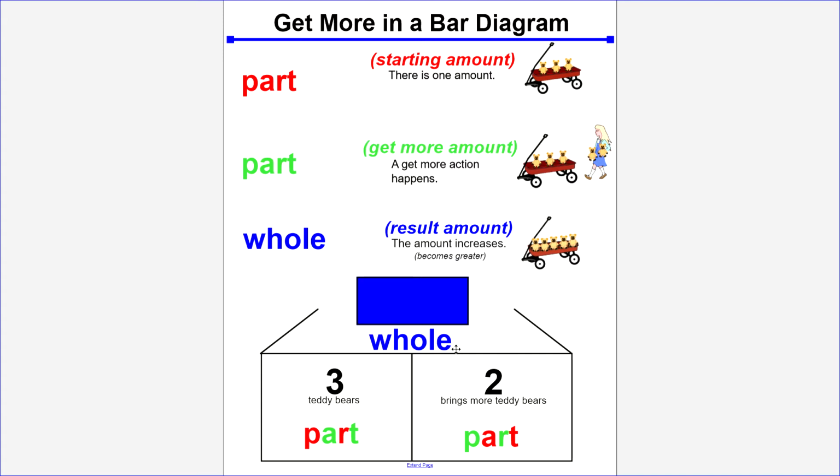Then, third grade, finally, there's the whole. Think about how many total teddy bears the girl ended up with in the wagon. What would we put for the whole? Yes, the whole is 5 total teddy bears, or 5 teddy bears in all. You can see, third grade, how we would put a get more problem into a bar diagram. The starting amount is a part, the get more amount is a part, and the result amount, or the total at the end, is the whole.